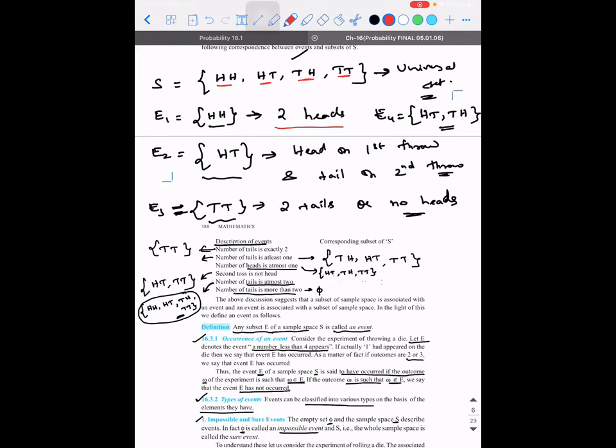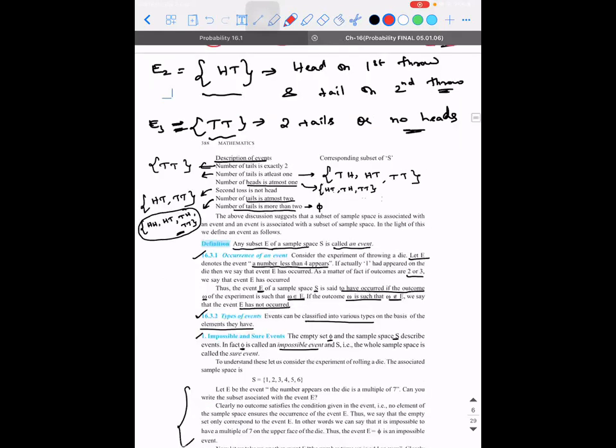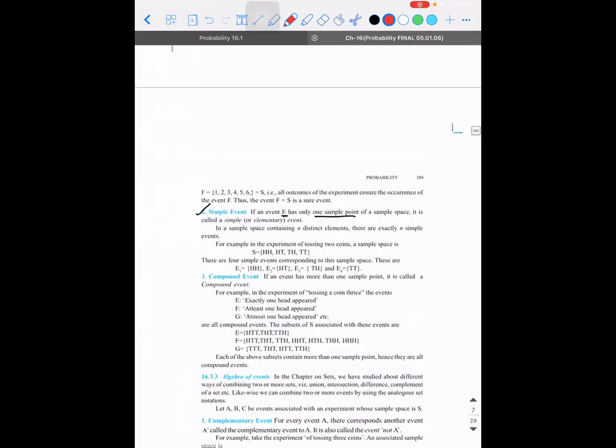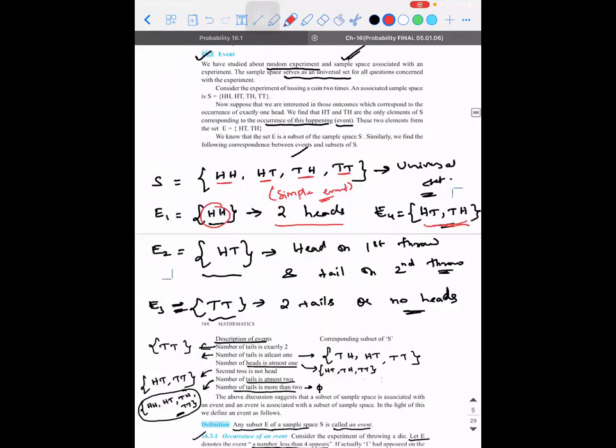Are you still not able to understand? It's a simple event because there is only one sample point, H. Whereas tail head has more than one sample point. So it is a compound event. I have doubts, sir. So tail head has only 2 sample points, no, sir? Tail, yes, it has 2 sample points. One head and one tail. No. Tail is one sample point, tail head is one sample point.